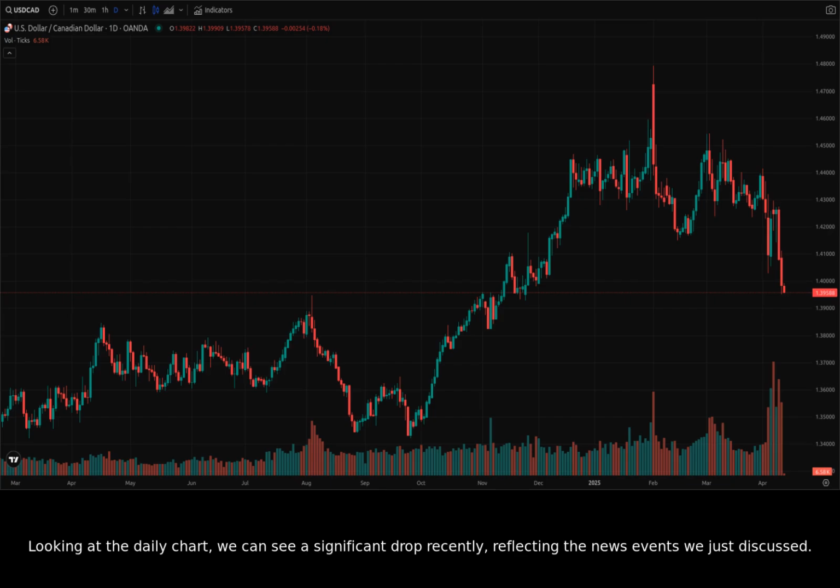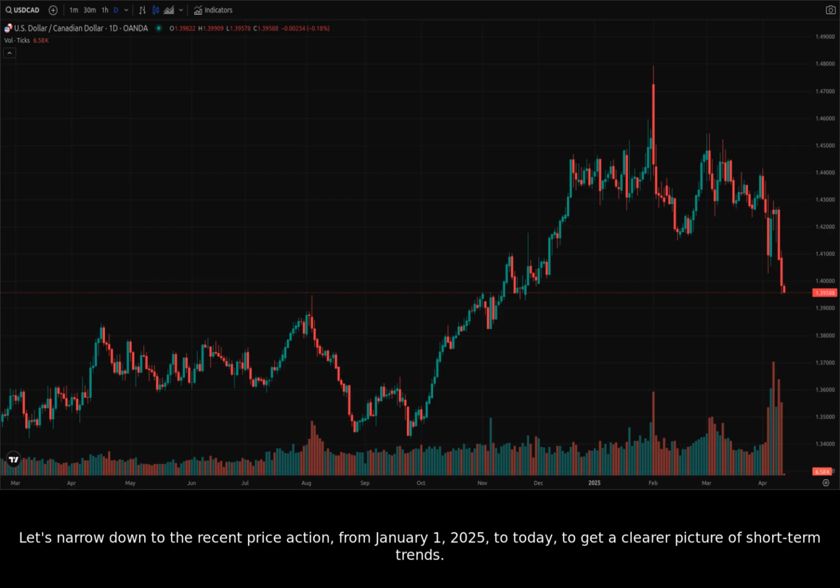Looking at the daily chart, we can see a significant drop recently, reflecting the news events we just discussed. We need to identify key support and resistance levels to anticipate future price movements. There seems to be strong support around the 1.30 level based on candle data from around September 2024.